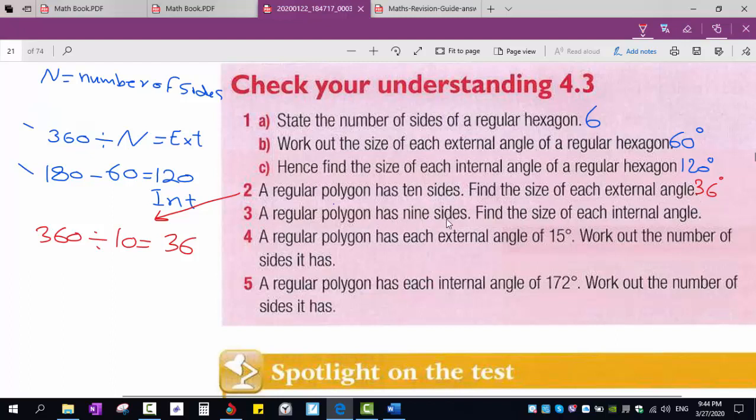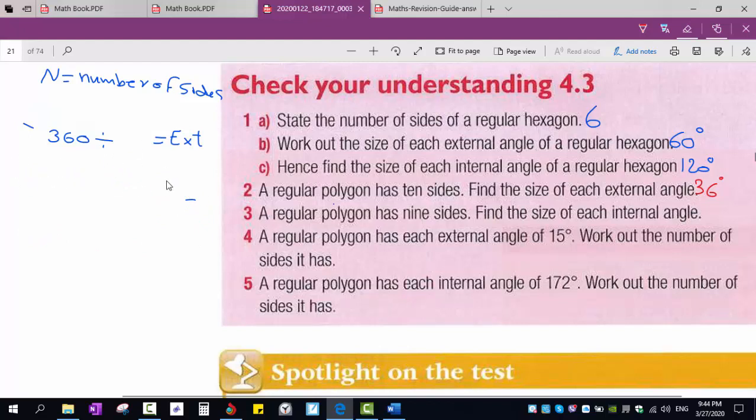A regular polygon has 9 sides. Find the size of each interior angle. To work out the interior, firstly we need to work out the exterior, then 180 minus exterior gives interior. So let's do question 3. The shape has 9 sides, so 360 divided by 9. 360 divided by 9, where 9 is the number of sides, is equal to 40 degrees. So this 40 is the exterior.